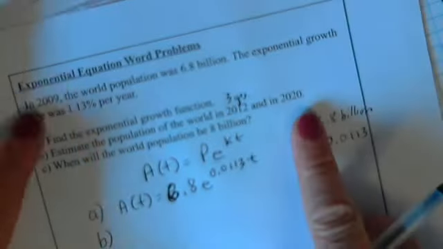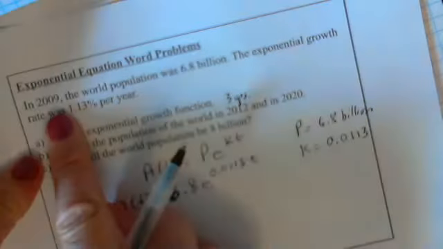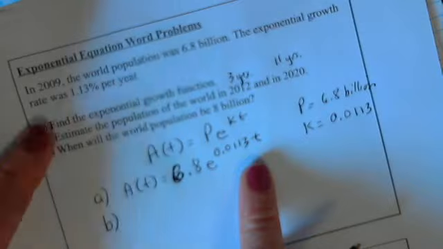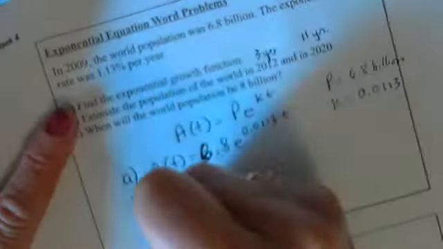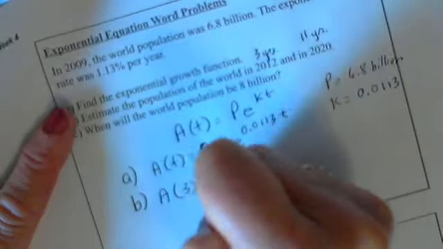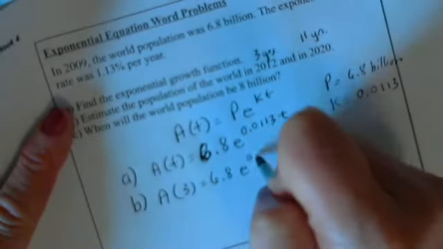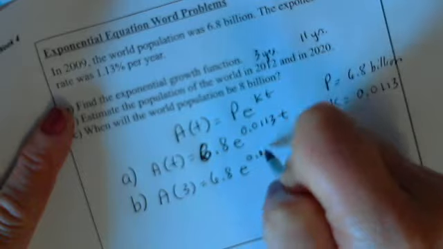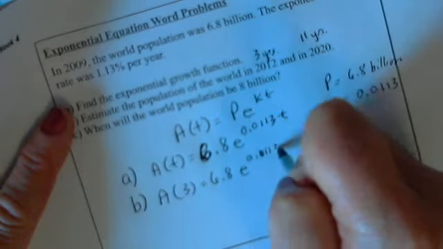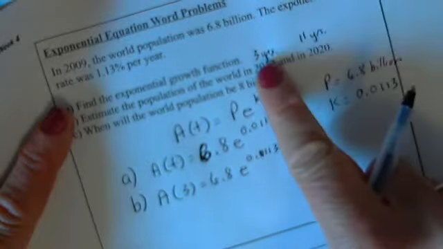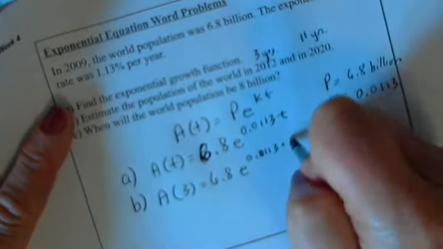Alright, and when we do 2020, what's that? That's going to be 11 years later. So those are the two t values that we're going to use in the equation. So if I want to start with A of 3 years later, that's 2012, I'll do 6.8 times e to the 0.0113. Be careful with those. Times 3 years. We know our t now.